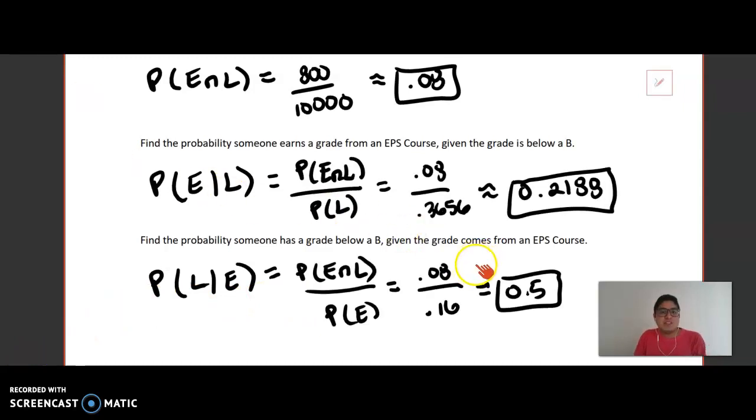Okay, so hopefully not too difficult. As I've said previously, our intersection goes in the numerator, and then the event goes into the denominator. So we see here that the intersection is 0.08, so that's going to be in the numerator for both, and then our probabilities of the conditionals. So we get approximately 0.2188 for this situation here, and then about 0.5 for this situation here. So not too complicated, you just need to define your events, and then utilize the formulas to find those conditions.